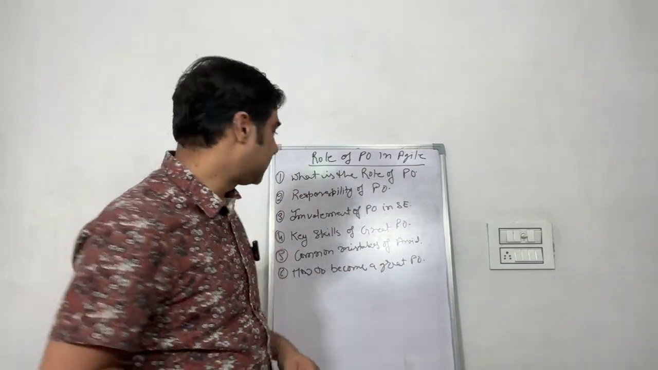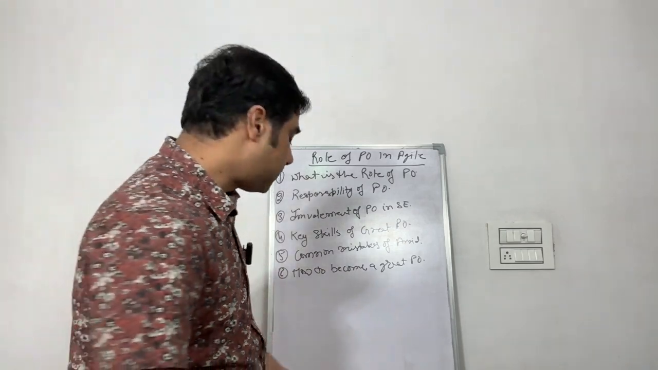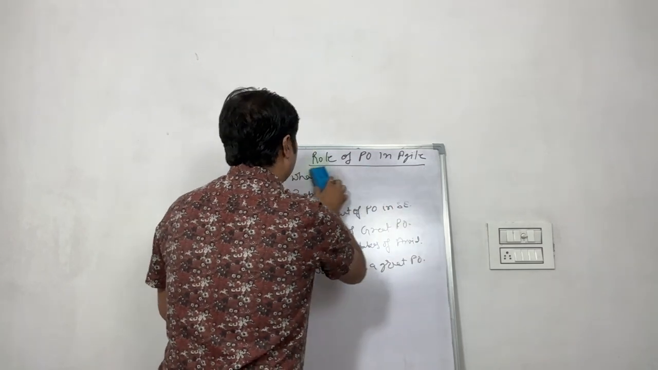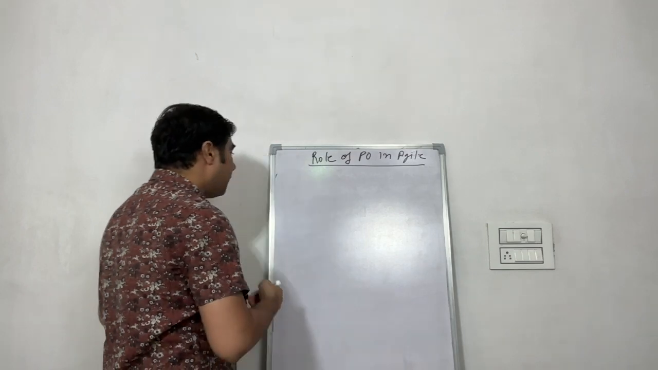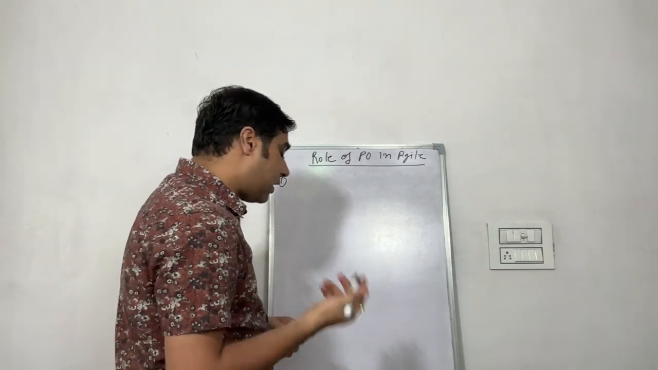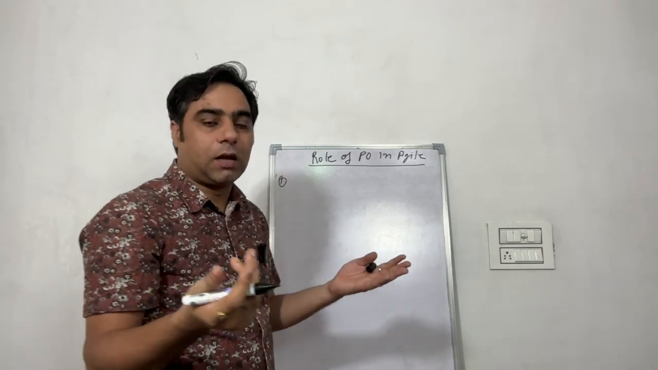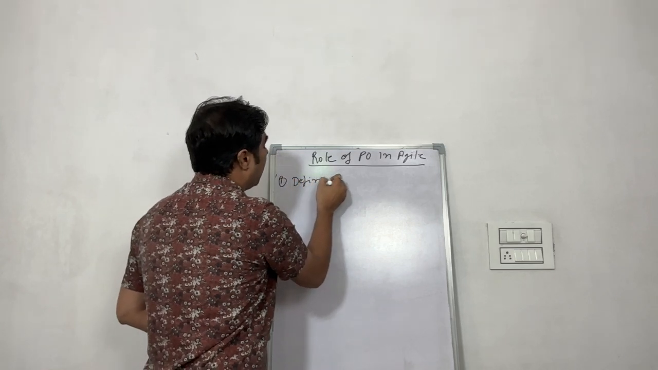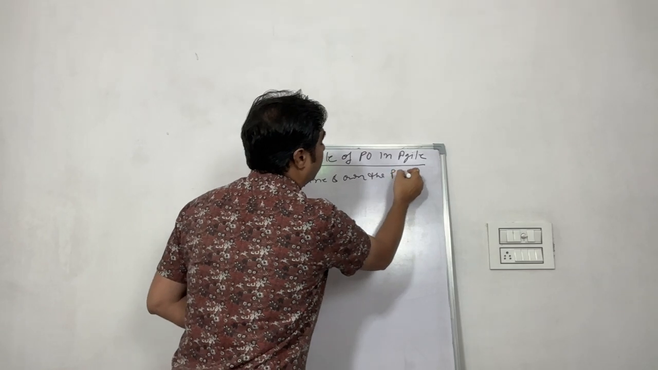Now let's understand the second point, the responsibility of PO. Let me delete all these things and then we'll discuss one by one. Okay, so the first responsibility of PO is to define and own the product backlog, or you can say the product vision basically. Define and own the product vision.